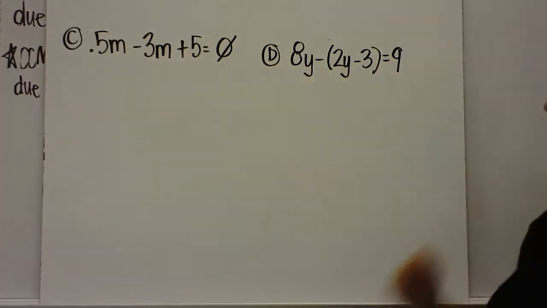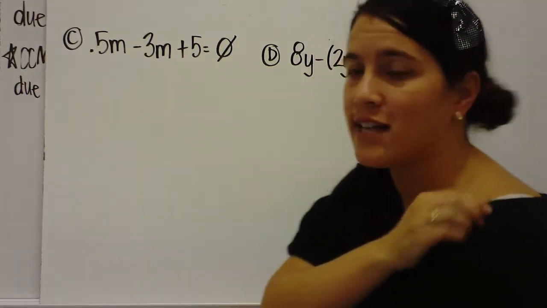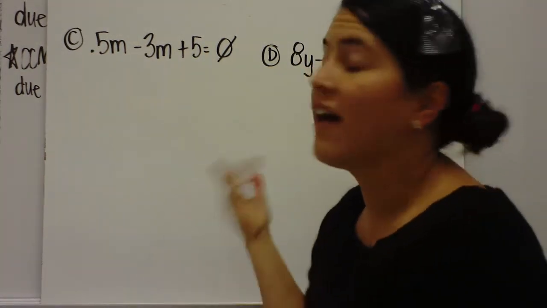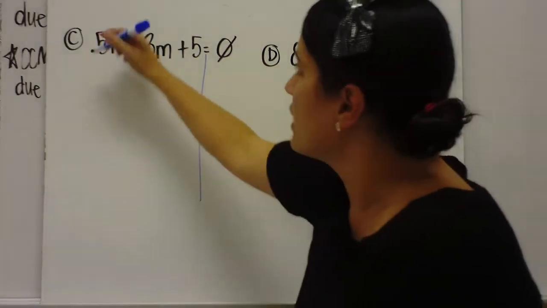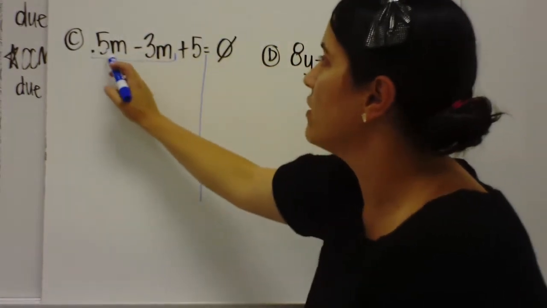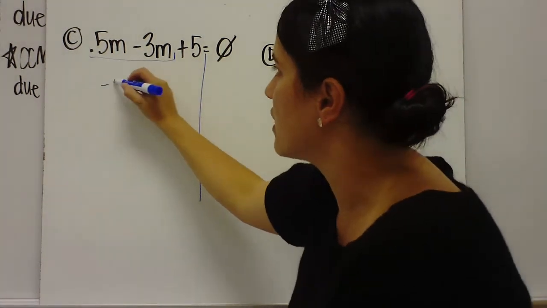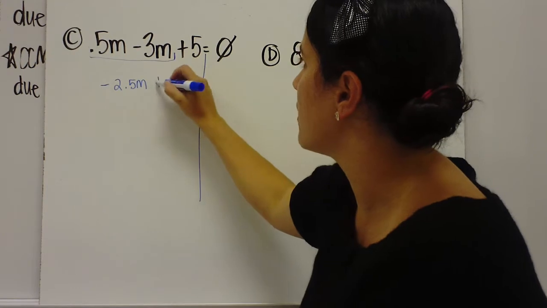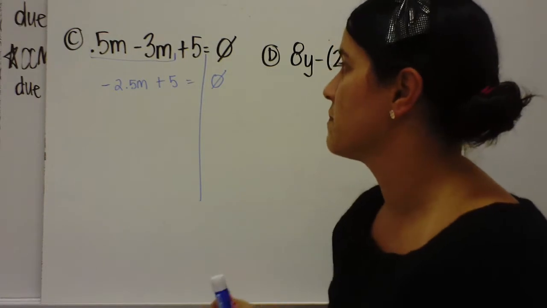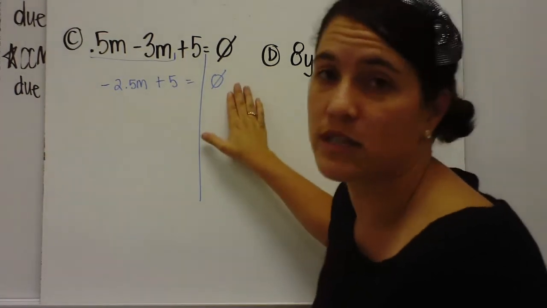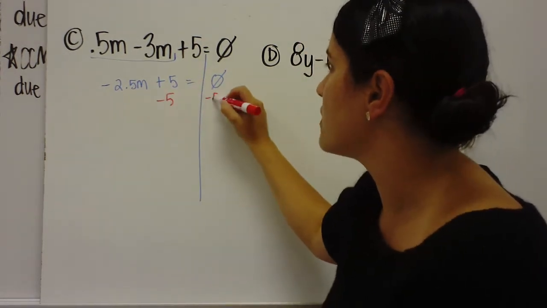Example C and D. C has a decimal here, so I'm showing you an example with a decimal. You do it the same exact way. We don't have any distribute, I don't have any fractions, so we're going to combine like terms. Right here, we have a 0.5m minus 3m. So 0.5 minus 3 is going to give us a negative 2.5m plus 5 equals 0. I combined like terms. And it's okay to have an equal 0. That's totally fine. 0 is a value. It's a number. We're going to subtract 5 on both sides.